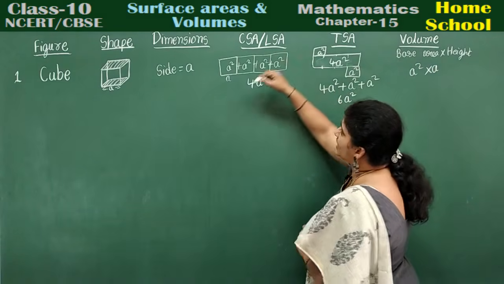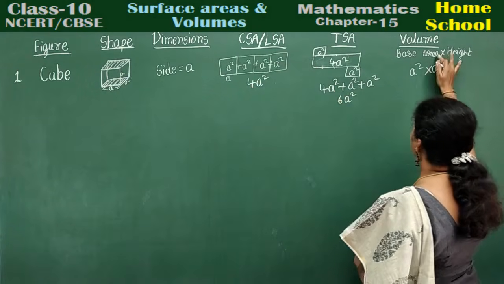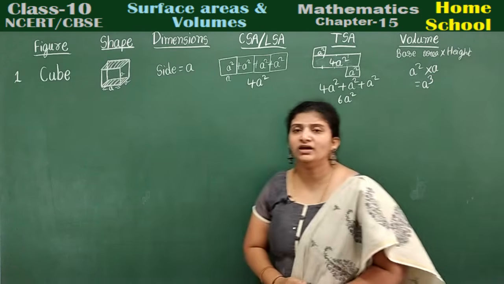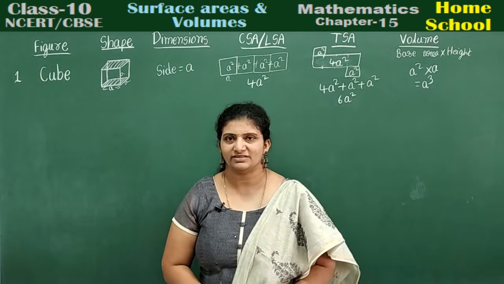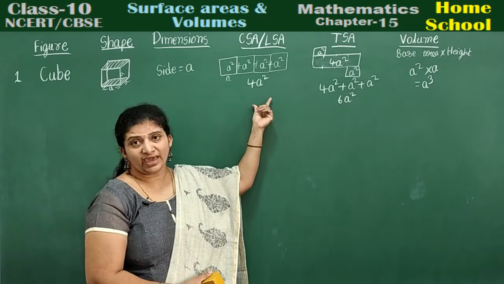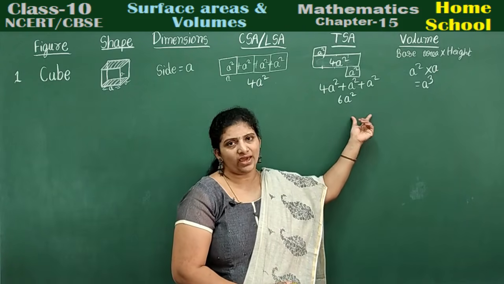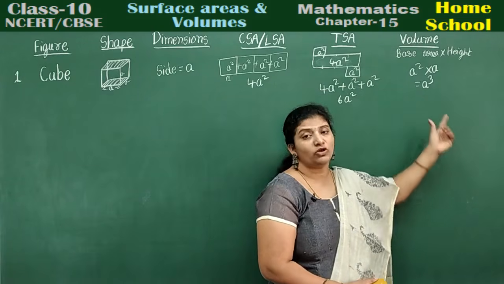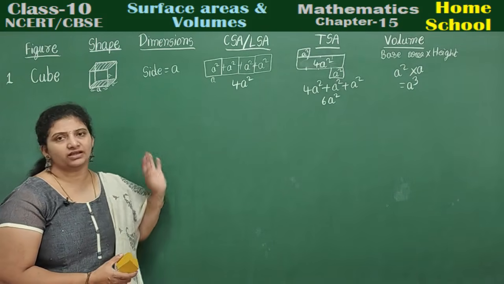Yes, and all sides are equal. This is a, this is a, and this is a. Therefore, base area is a square into a, that will be a cube, cubic units. Volume we always need to write in cubic units. So finally, what is the lateral surface area of a cube? 4a square, square units. Total surface area of a cube? 6a square, square units. Volume of a cube? a cube, cubic units.